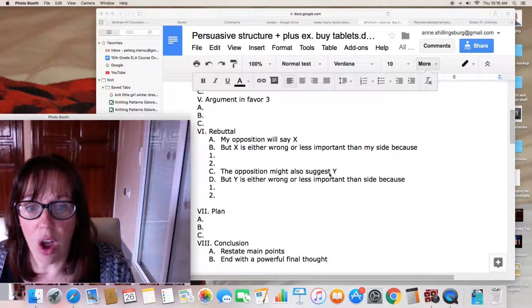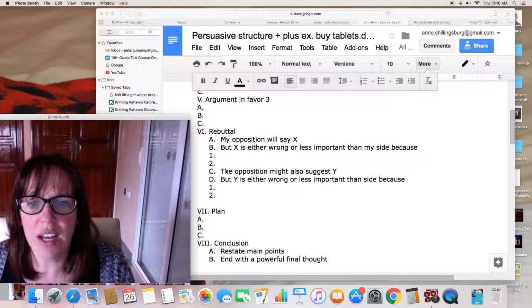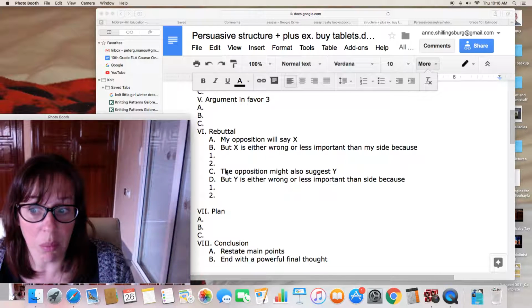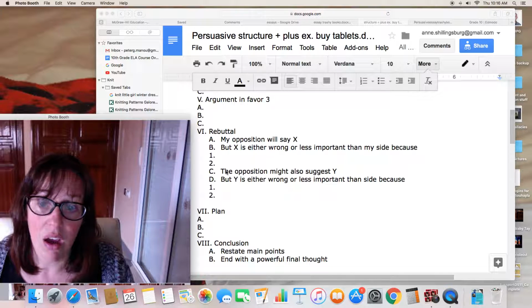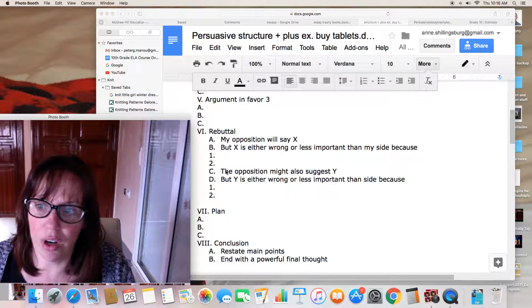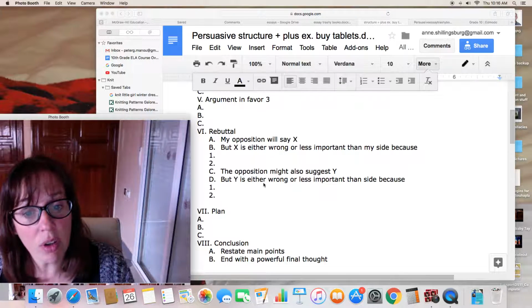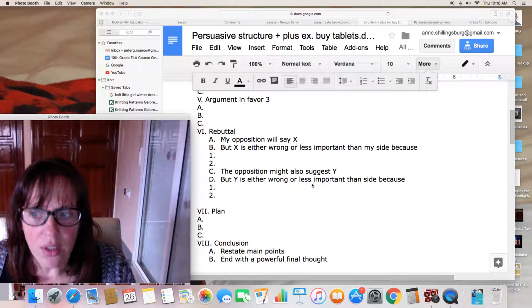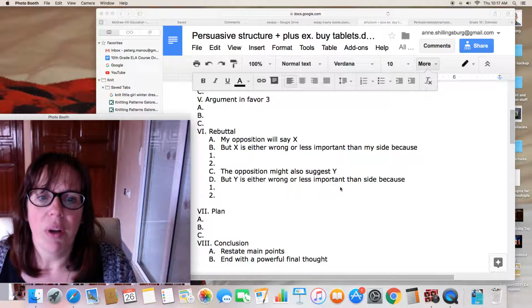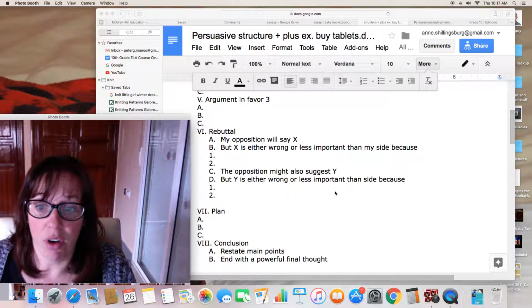The opposition might also suggest another point. You're going to acknowledge more than one point on the other side of your topic. But again, you counter with it's either wrong or illogical, or it's true, but it's less important than the things that I've argued.